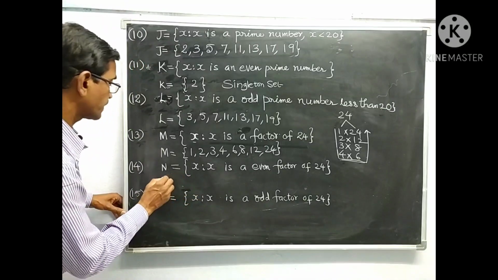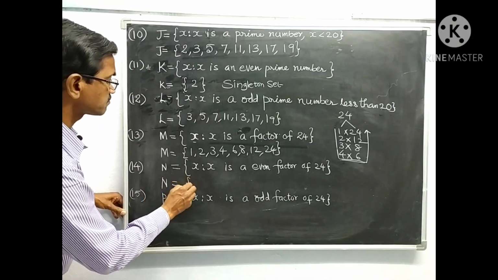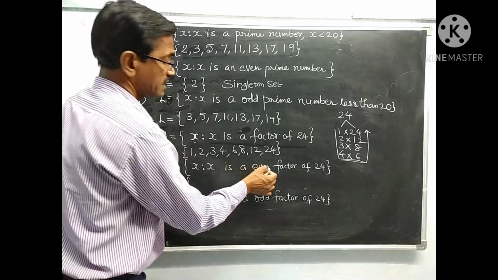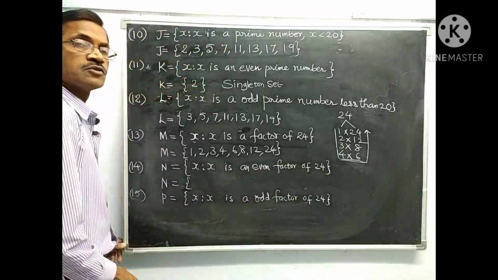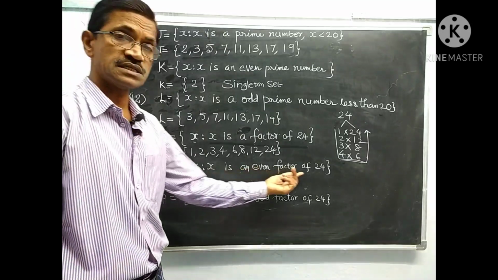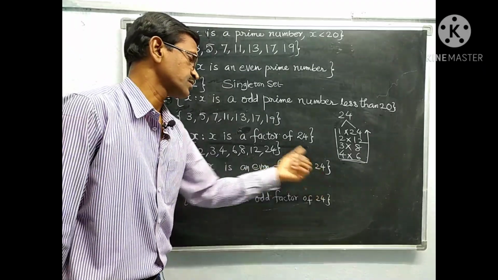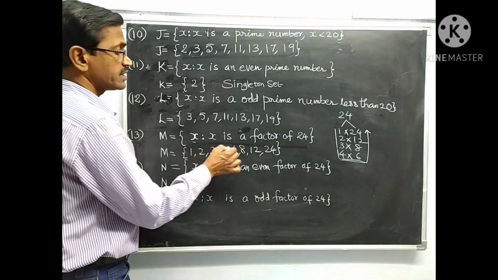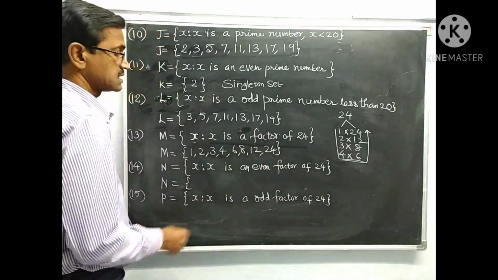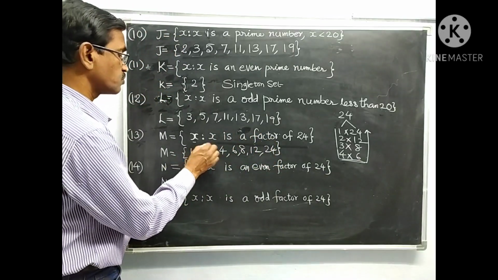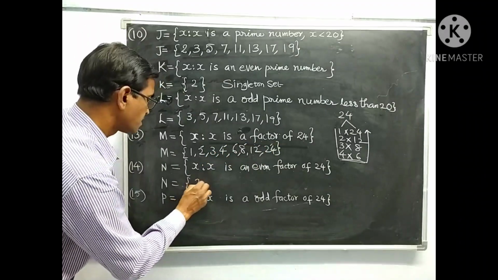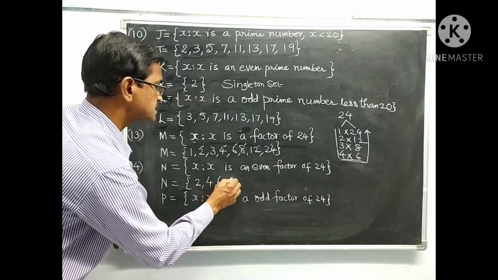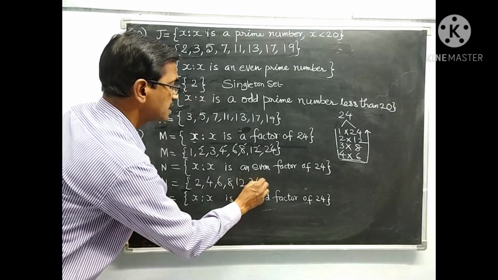Now here is one more question. x such that x is an even factor of 24. Sometimes the question may be asked like this, even factor of 24. So you have to select the even numbers from these factors. What are the even numbers here? 2, 4, 6, 8, 12, 24.